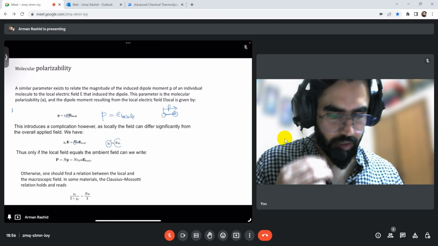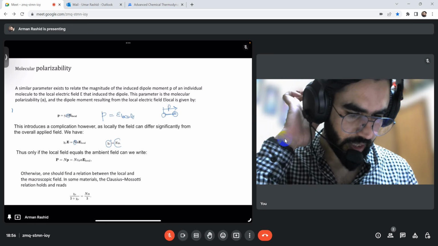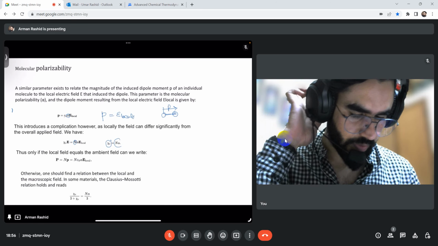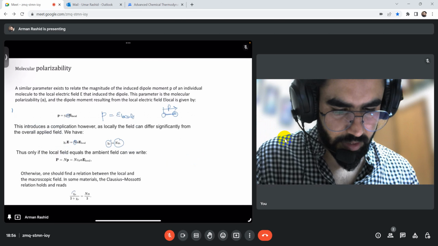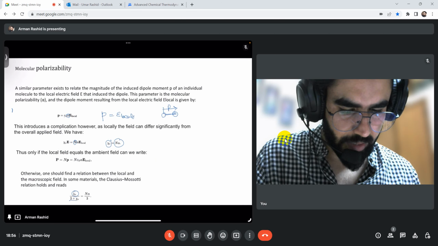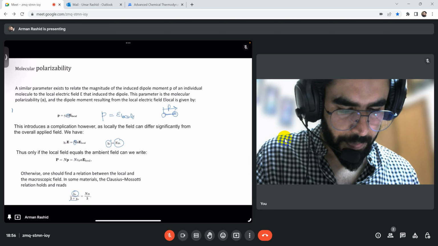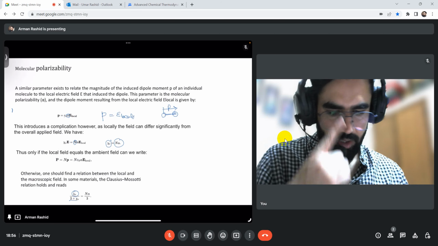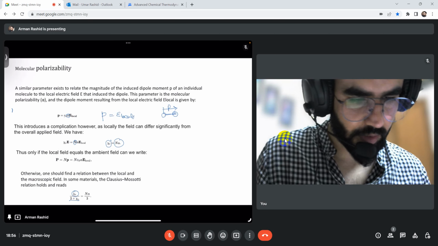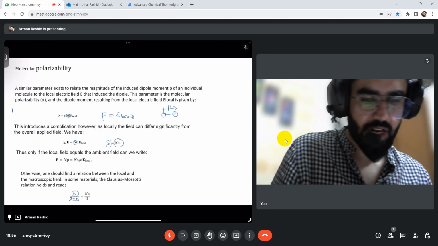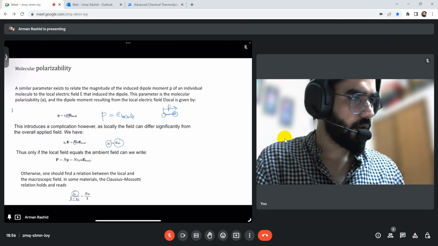If the field is not consistent, then we have to use the Clausius-Mossotti equation, which tells us that chi e divided by 3 plus chi e is equivalent to n alpha divided by 3, where alpha is the molecular polarizability. Okay, so now we'll go about the Clausius-Mossotti equation and molecular polarizability. There is a lag.